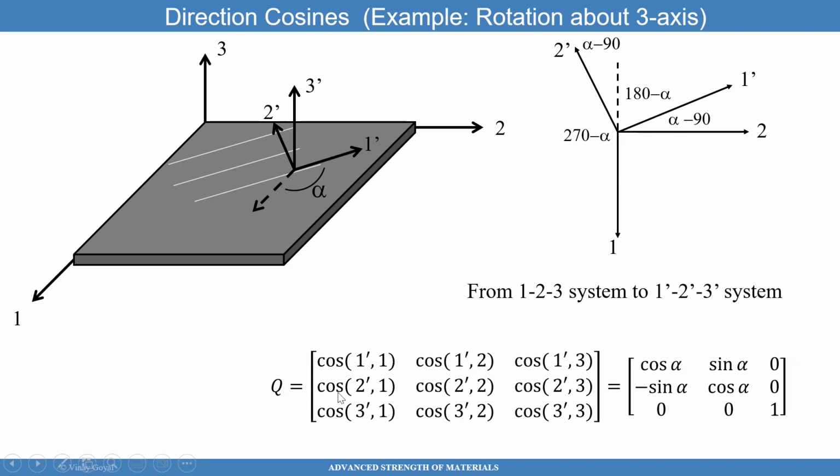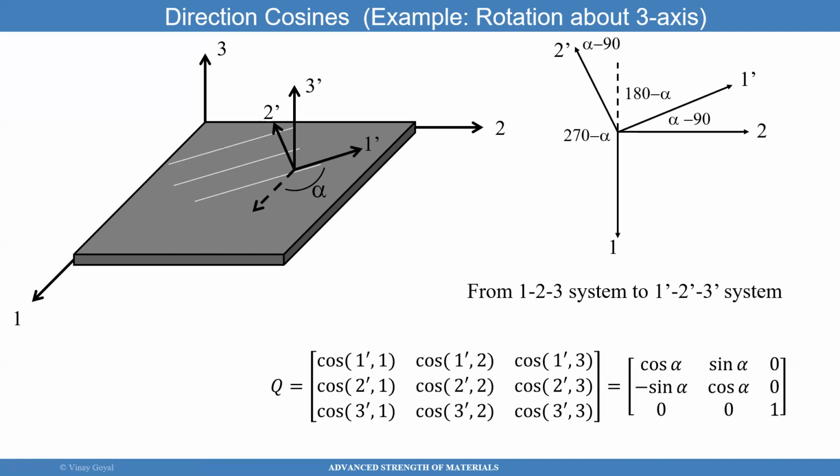Very similarly, then I can find the cosine of the 2 prime axis and the 1 axis, and you find that that angle is 270 minus alpha. Well, if you do the calculation, you'll find that that's minus sine alpha. And then finally, the angle between the 2 prime axis and the 2 axis is actually alpha itself. So you can go ahead and see that for yourself, and you plug it in and you get cosine alpha.